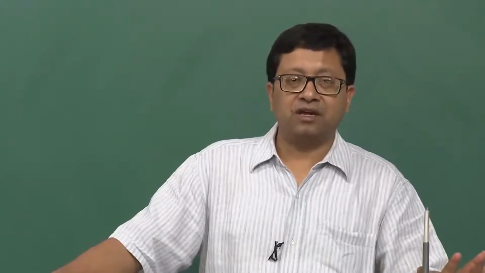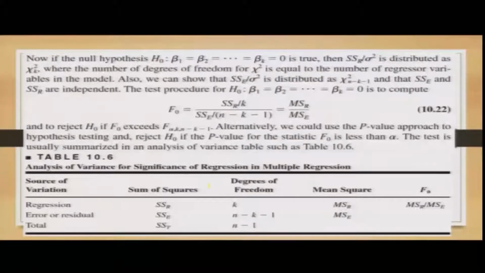This is very important to be noted by all of you who are listening to this lecture and taking this course. The test procedure for H naught is to find the F statistic, which is the sum of the squares of the regression divided by k, the degrees of freedom depending on the number of variables, divided by the sum of the squares of the errors divided by its degrees of freedom. That gives the mean square of regression divided by the mean square of the errors, and we will reject H naught if F naught exceeds the value of F alpha, where alpha is the level of significance.